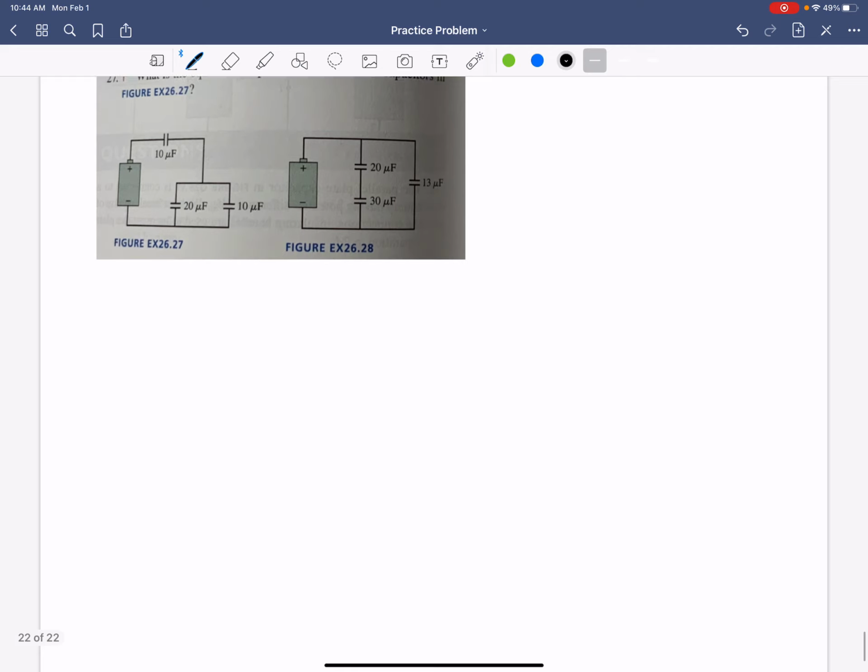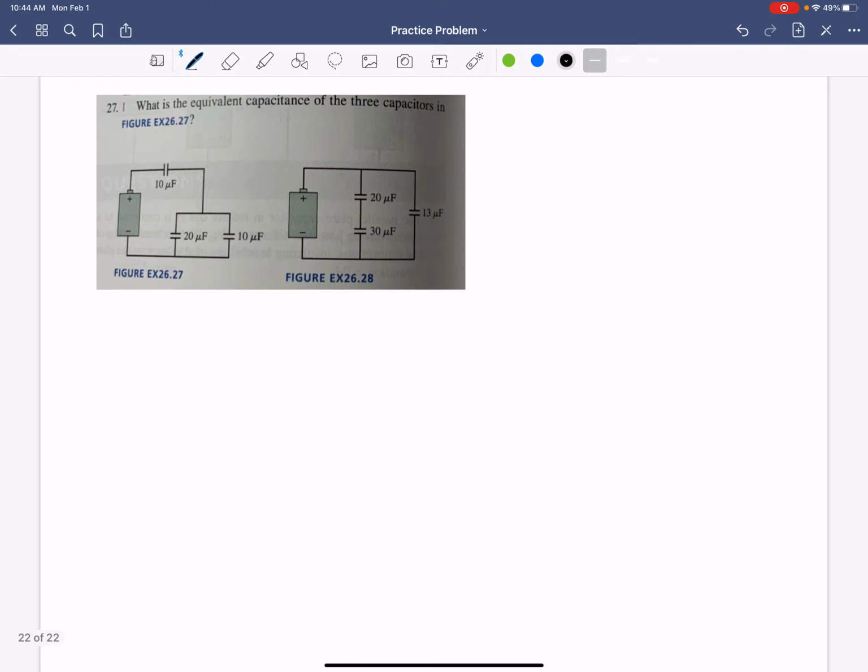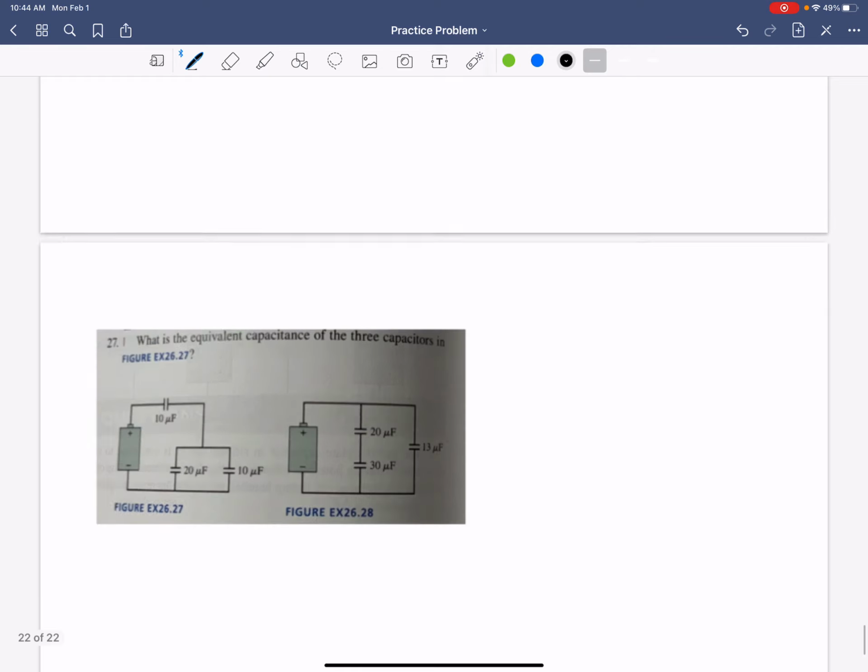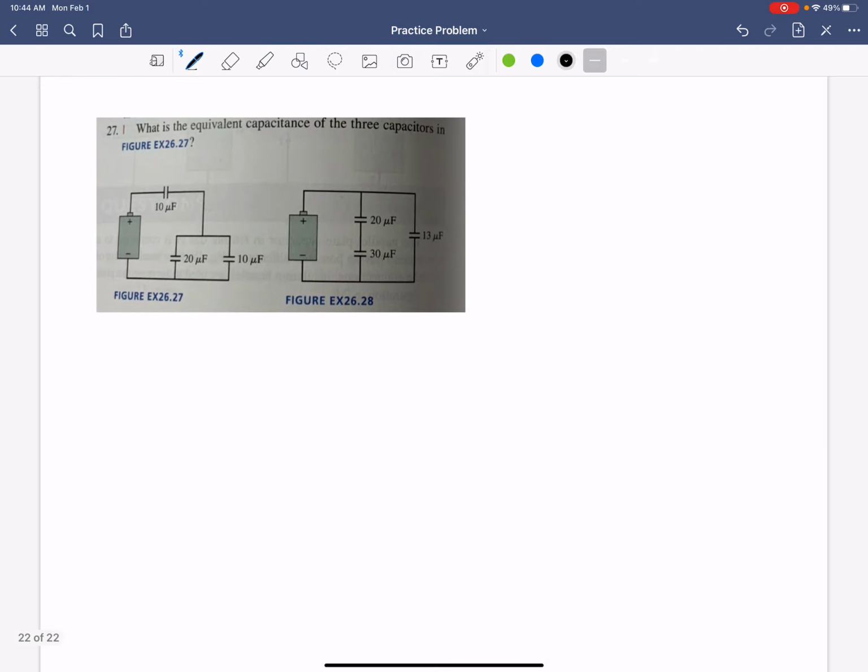So right here we have a related question. We're looking at this one. We have two parallel capacitors right here, and then this one is in series with these two. So first we have to find the capacitance of these two parallel capacitors.